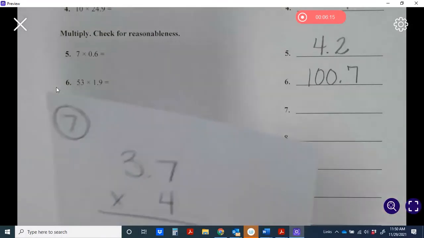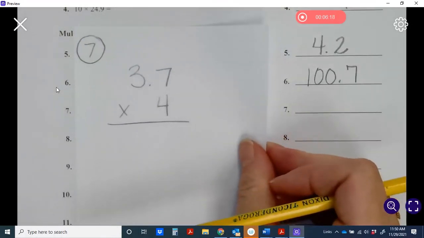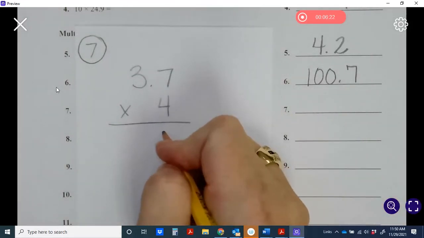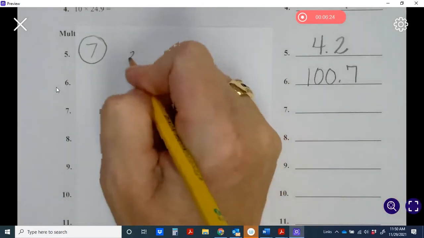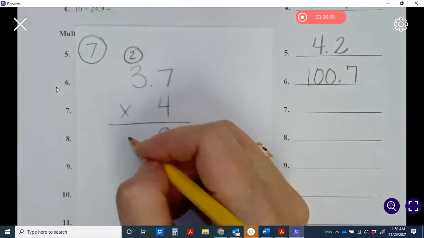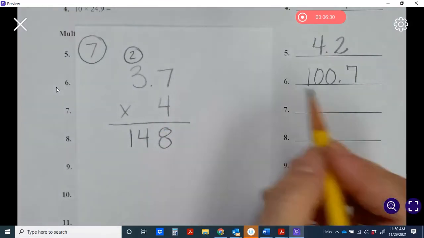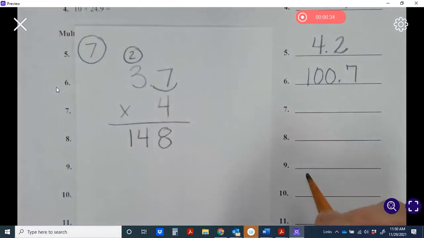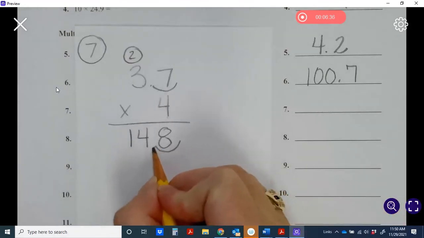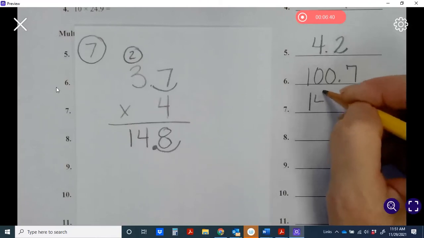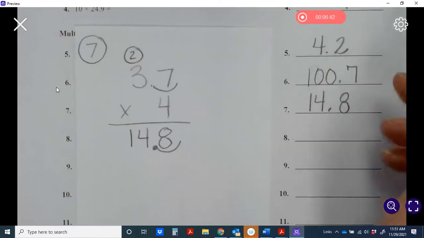Question number 7. 3 7/10 times 4. 4 times 7 is 28, carry the 2. 4 times 3 is 12, plus 2 is 14. I have 1 decimal in my top number, no decimals in my bottom number, for 1 in my answer. So my answer for question number 7 is 14 8/10.